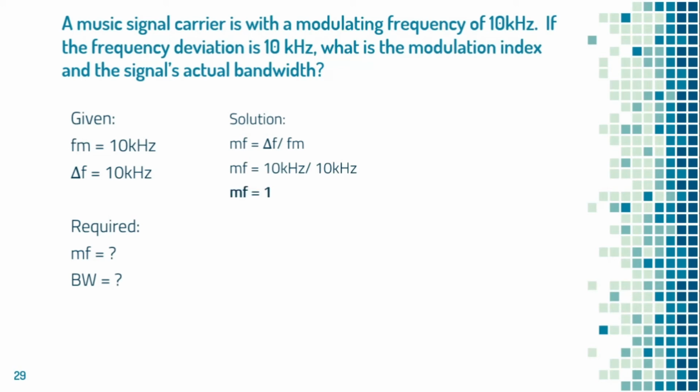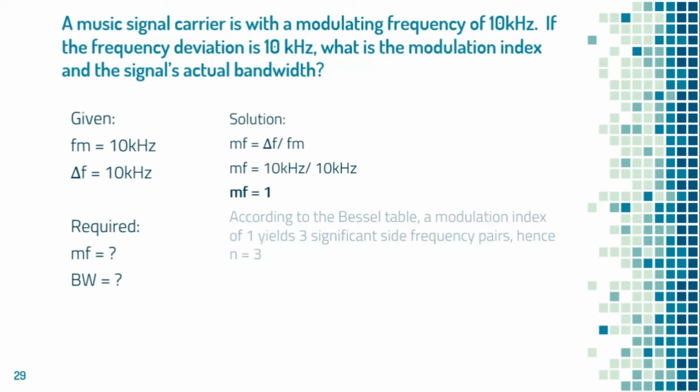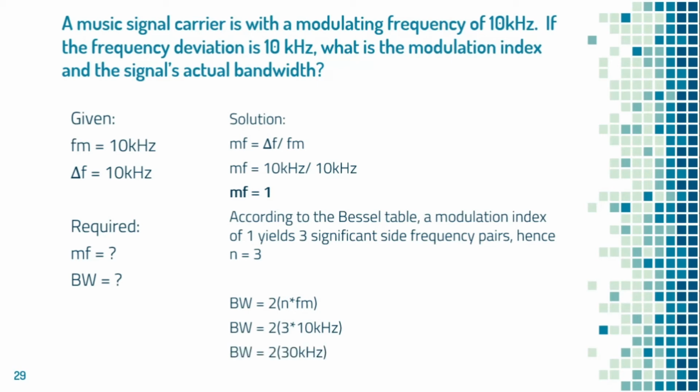Modulation index is 1. We found that by dividing the frequency deviation by the modulating frequency. So, since alam naman natin na ang modulation index na 1 ay nag-yield ng 3 side frequencies, ang n natin na gagamitin sa formula is 3. So, to find the actual bandwidth, we use the formula BW is equal to 2 times n times fm, where n is equal to the number of significant side frequency pairs. So, the bandwidth will be 3 times 10, which will be 30 kilohertz, times 2 will be 60 kilohertz. So, the bandwidth is 60 kilohertz.